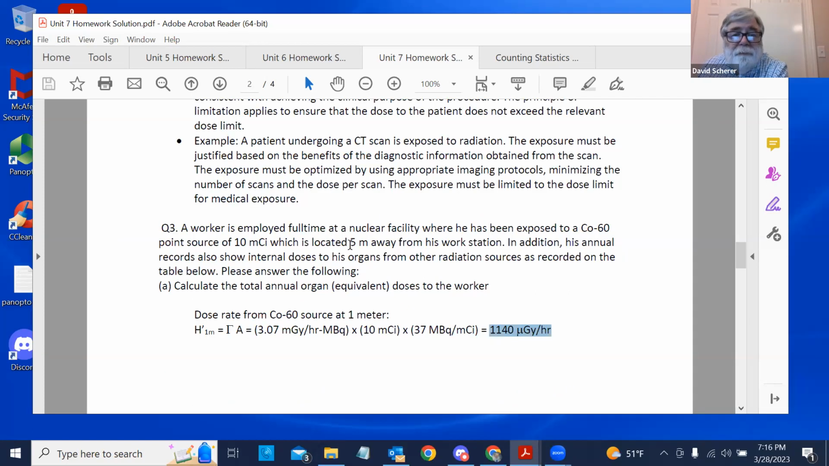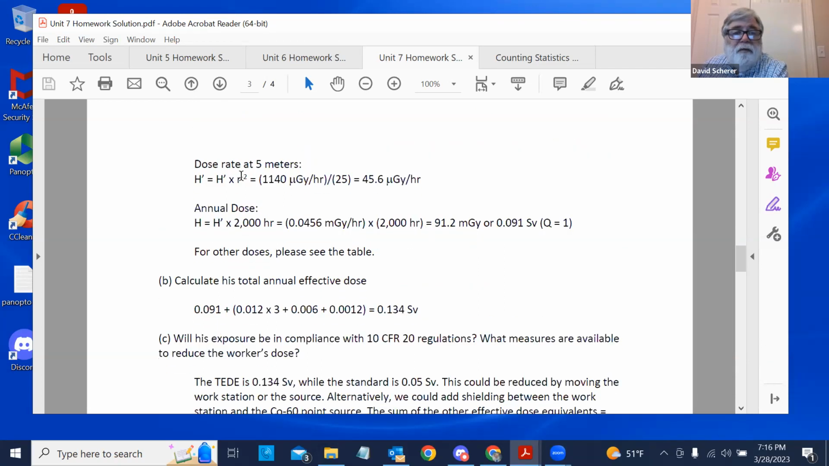No, 5 meters away. So I use the inverse square law to figure out what the dose rate would be at 5 meters. I'm dividing by the distance in meters squared. That's where 5 squared is 25. And I find out what the dose rate is at 5 meters.